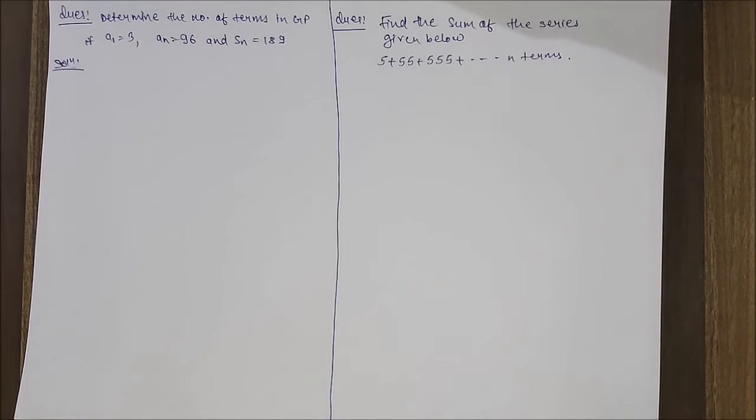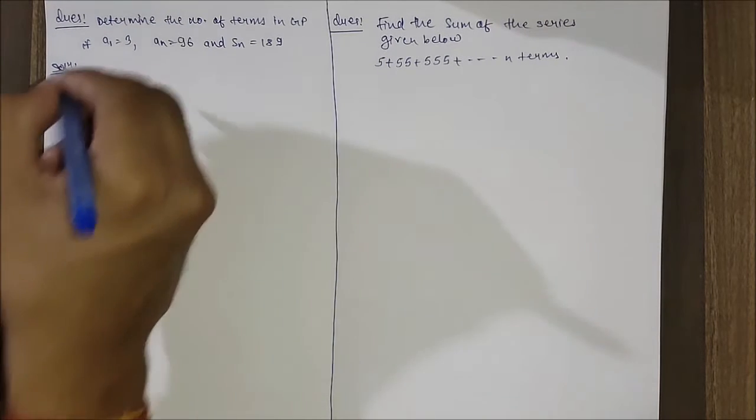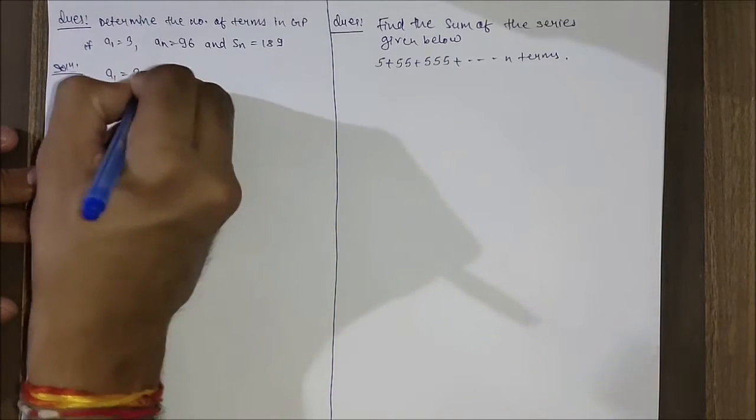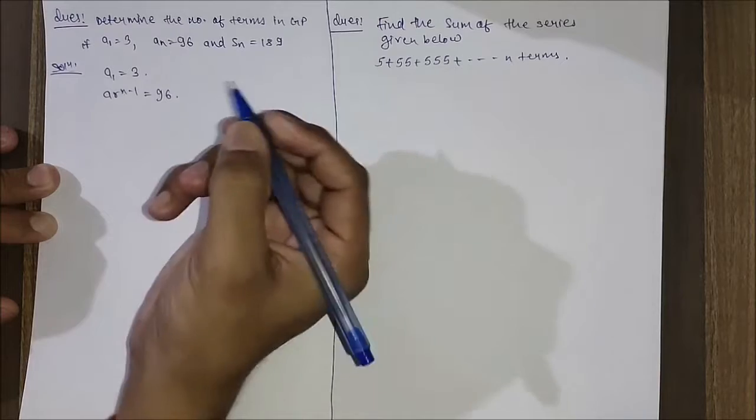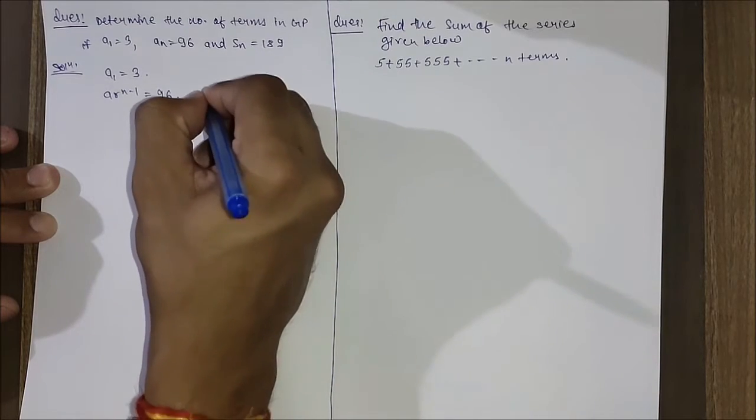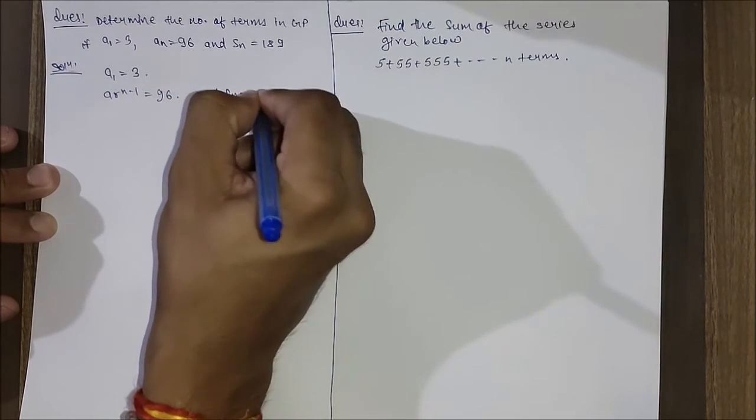So let's start. Question number 1 is: determine the number of terms in a GP if the first term is 3, the nth term is 96, and the sum of the GP up till n terms is 189. So we know A1 equals 3, a·r^(n-1) equals 96, and Sn equals 189.